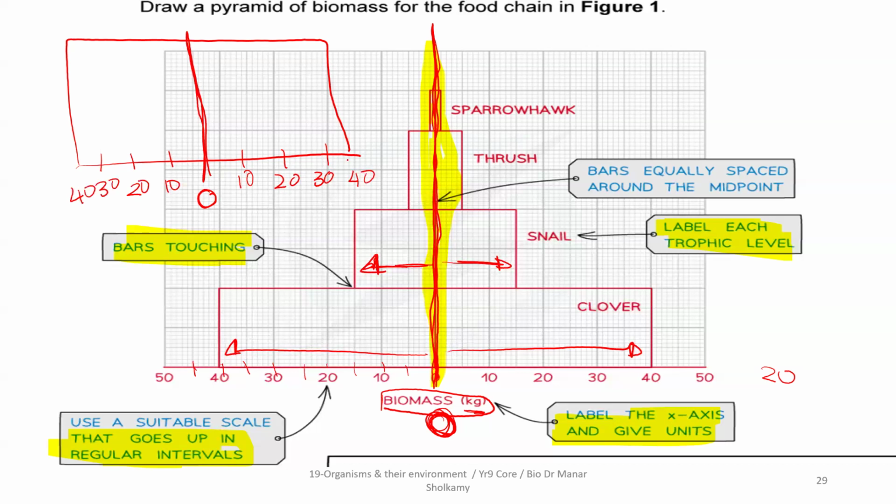Now, what about my y-axis? How do I label it? I write the name of the organism on the bars of the y-axis, and these bars should be fused, they're touching, and I have to use also more than half the grid. And we will practice doing that. You will realize how easy it is. Okay.